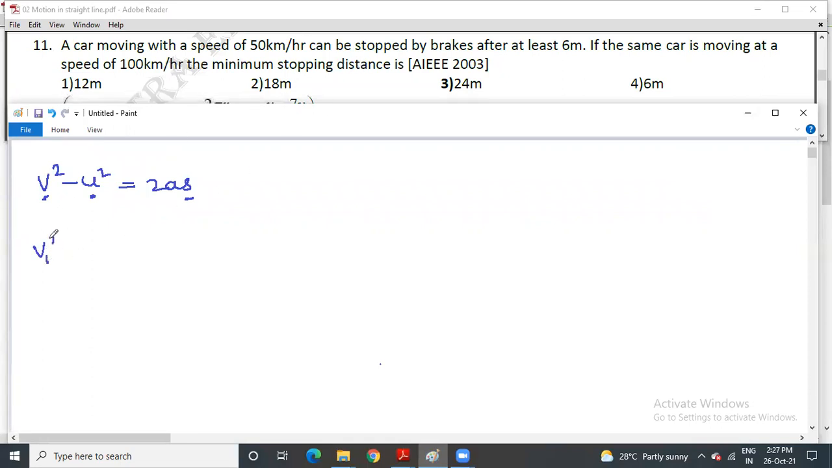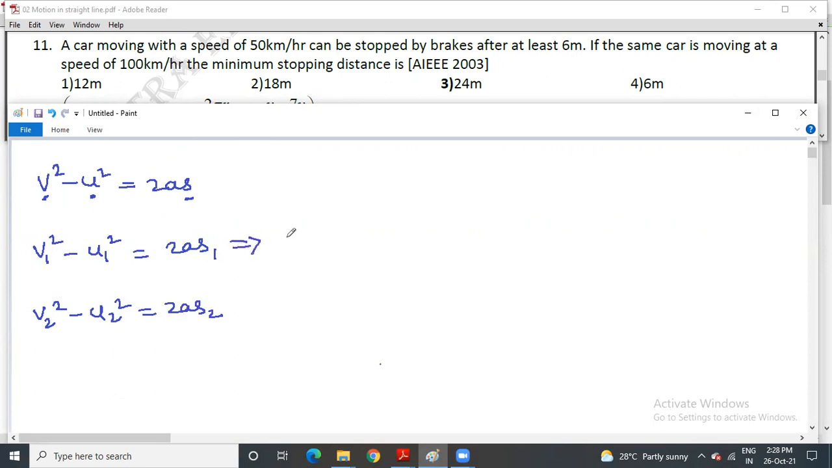First part: v1 square minus u1 square equals 2a(s1). The final velocity will be 0 once the vehicle is stopped. Remember, the vehicle is moving with uniform acceleration. Second case: v2 square minus u2 square is equal to 2a(s2).